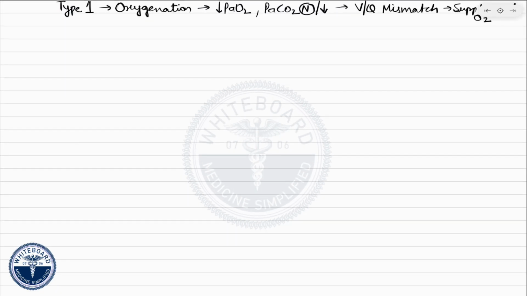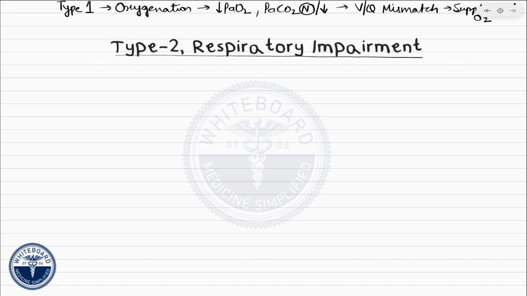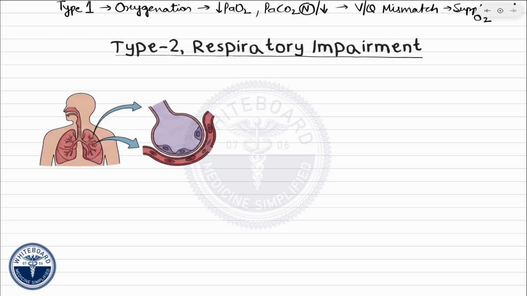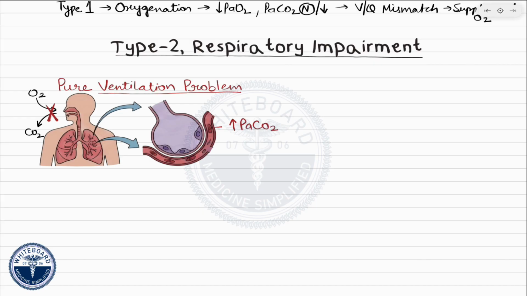Now that we have understood type 1 respiratory impairment, where the main problem is oxygenation, let's move to type 2 respiratory impairment. Here, the main problem is different. The patient is not ventilating adequately. In simple words, the patient is not bringing enough fresh air into the alveoli and therefore is unable to blow off the carbon dioxide produced by the body. As a result, carbon dioxide starts accumulating in the blood, so the PaCO₂ rises. This high PaCO₂ is called hypercapnia.